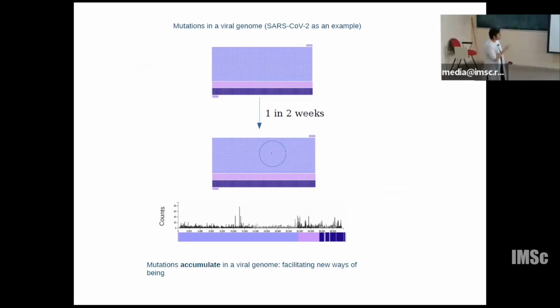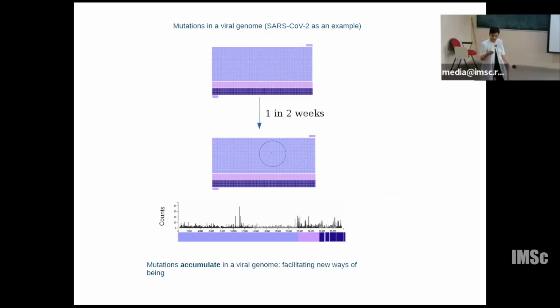And these changes accumulate. So if you look over the length of the SARS-CoV-2 genome and start looking at how many mutations, how many times it changes and so on, you start seeing that there are a lot of changes across the entire genome. So mutations accumulate in the viral genome, and this can facilitate new ways of being.